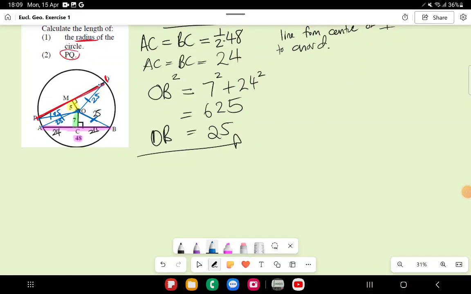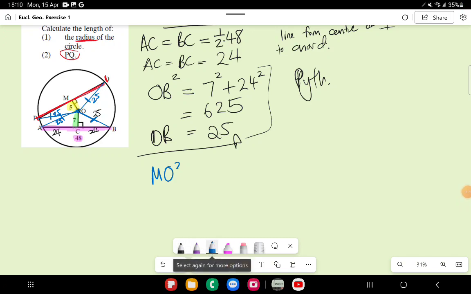I can use the triangle 25, 5, and MQ. Okay, so now I'm going to say MQ squared. Oh, I forgot to write something up here. This whole section is due to Pythagoras. Please don't forget to write your reasons. That is Pythagoras.